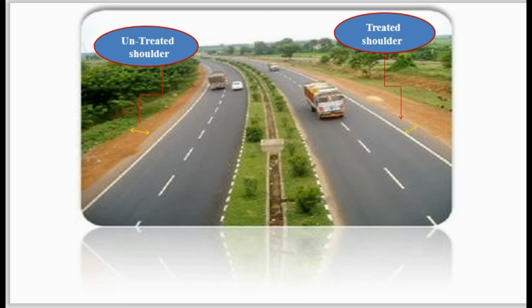Here we can see the picture of the untreated shoulder and the treated shoulder. Here only the laying of the waterbound macadam road is being done, whereas in case of a treated shoulder, a layer of bituminous pavement is being provided above the gravel road.